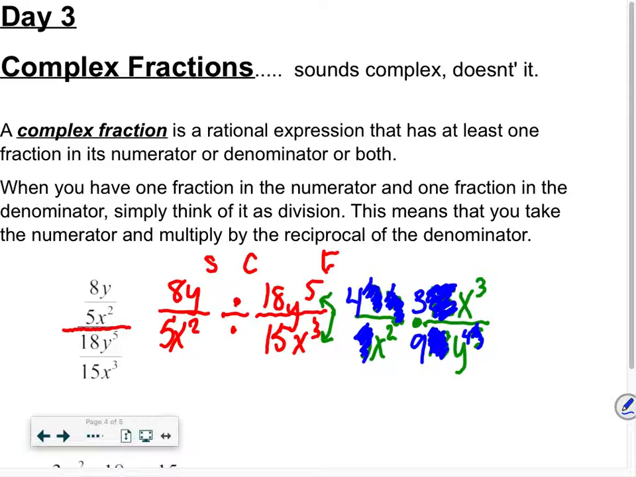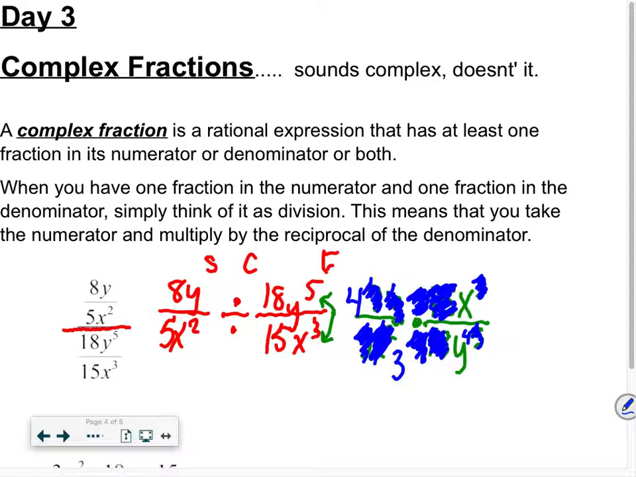Good job. All of them cancel on bottom. How much do I have on top? One. You only got one. Take them all out. Okay, so I have 4, 3, x, 9, and y. Can I cancel anything else? Yes, 3 and 9. Which one am I canceling out? The 3, and the 9 becomes 3. Can I do anything else?